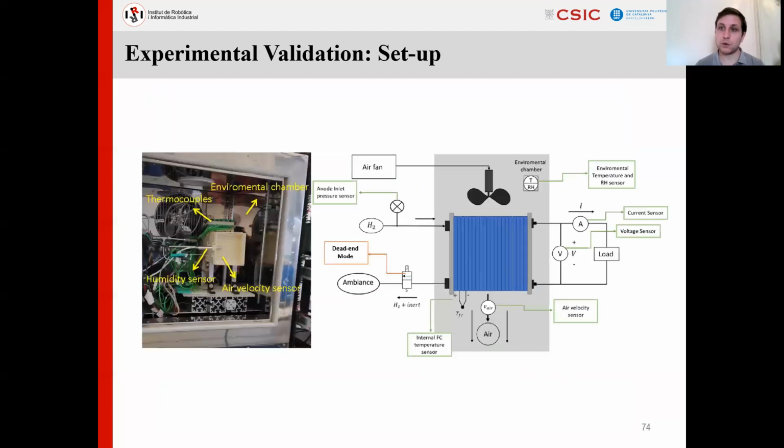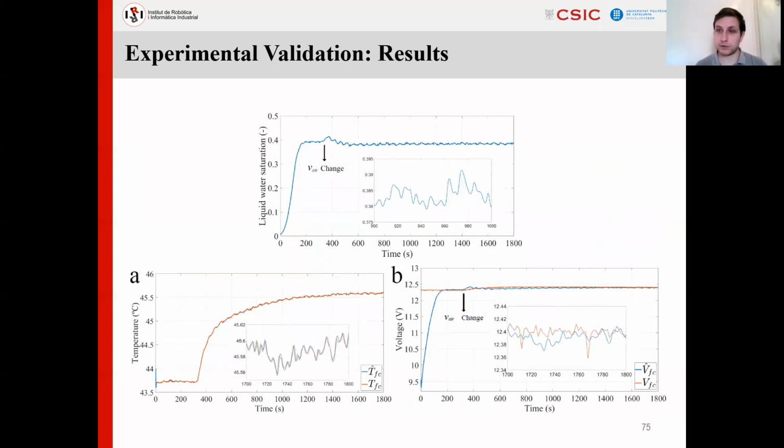And this is what we did when we validated this observer in an experimental prototype here in Institut de Robòtica i Informàtica Industrial. So we had a PEM fuel cell with an open cathode architecture that is enclosed in an environmental chamber in order to make the experiment repeatable. And what we did is excite the system with some particular change in the current and the cathode air velocity in order to generate a temperature signal that is used in the observer. And indeed, this is the result of the experiment.